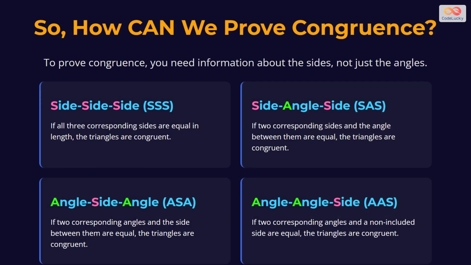To actually prove that two triangles are congruent, you need to know something about their side lengths. The established rules for this are side-side-side, side-angle-side, angle-side-angle, and angle-angle-side. Notice that all of these valid rules include at least one side. That's the key ingredient missing from angle-angle-angle.